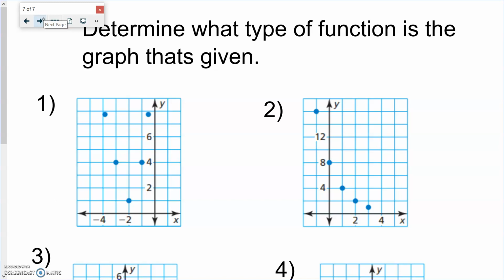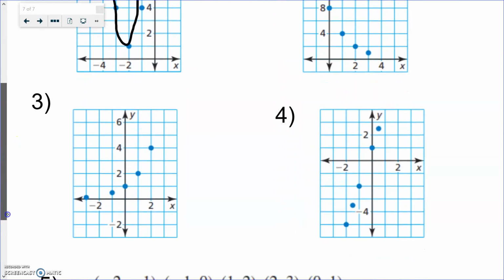So we want to determine what type of function is the graph that's given. We have several dots. We can connect them in order. It'll help to visualize it. I want you to tell me what type of function that is for the first 4.